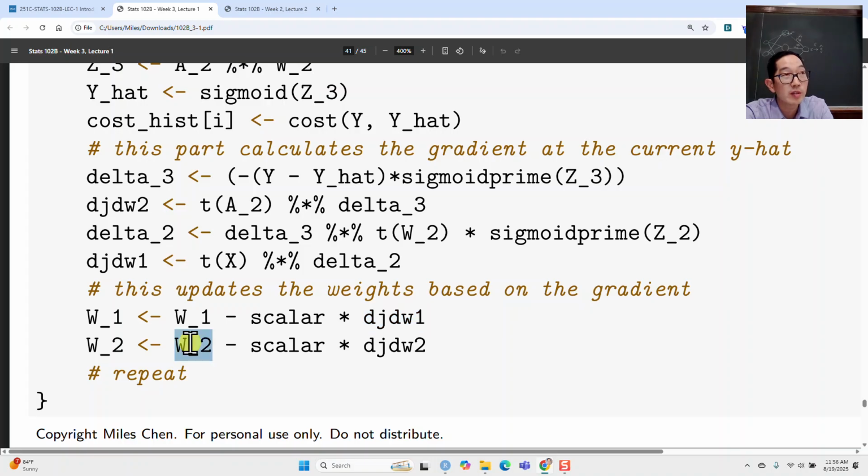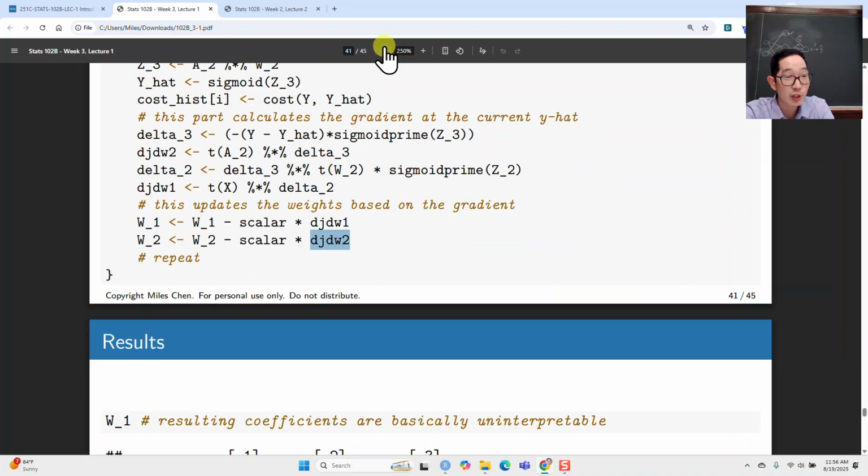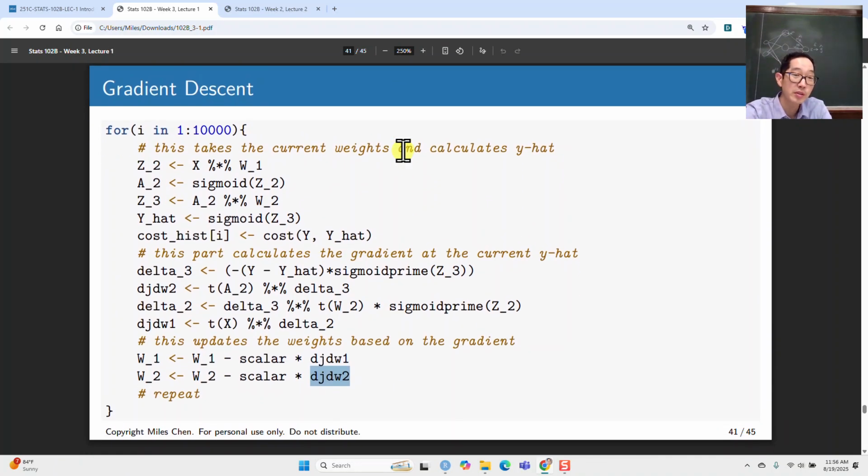You take your current value of w2 and subtract off the scalar times the gradient. So as far as the code goes, I think it's relatively simple and straightforward. You have to take your current values of W1 and W2 to get your current predicted values. The current predicted values are used to figure out what your gradients are, because you want to know how far your predicted values are from the actual values, and therefore the direction we need to head to improve things.